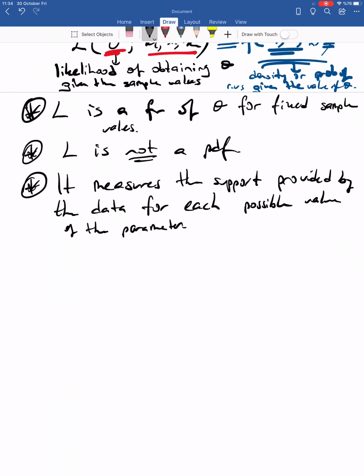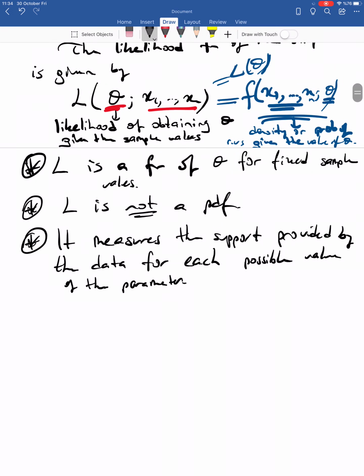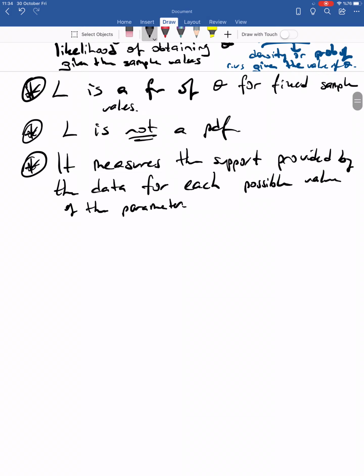Okay, so for each different value of theta, we can calculate a likelihood value, and then we can see which parameter value is most likely to be obtained by using the sample information. The basic logic of maximum likelihood estimation comes from the definition of the likelihood function.